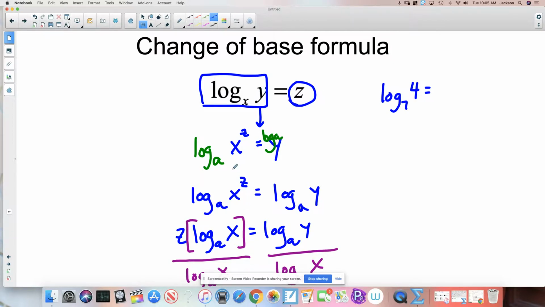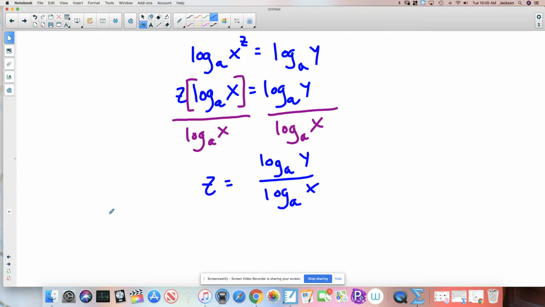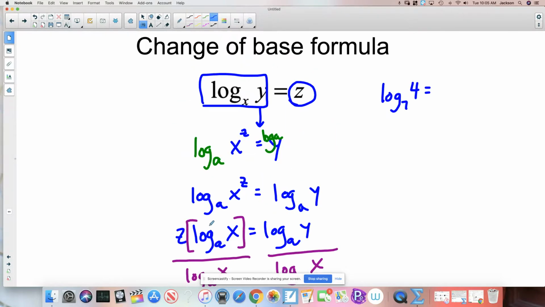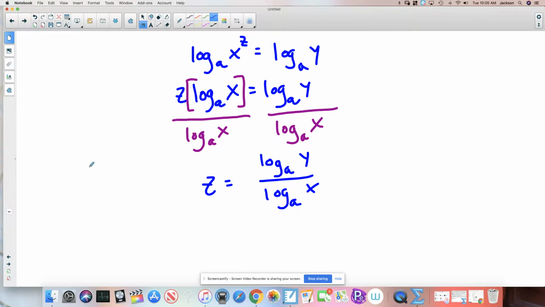So I rewrote this in exponential form and I used a property of equality to bring in this logarithm. Long story short, I ended up with this statement. So if z was equal to that original logarithm, and it's also equal to this, then by the transitive property, those two expressions are equal to each other. So log base x of y is equivalent to this other logarithm that has the same base. Okay, that's an x, sorry, here and here.